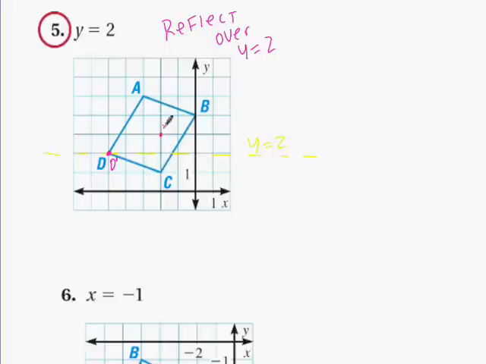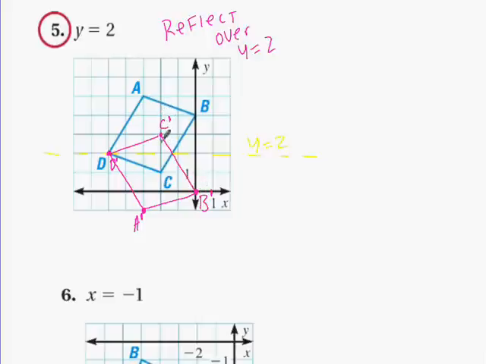B is 1, 2 away. Then I count 1, 2 south for B prime. Okay, last one. A is 1, 2, 3 away from the line of reflection. So I go down 1, 2, 3. And here is A prime. Oh, I can connect the points. And that is a perfect reflection over y equals 2.